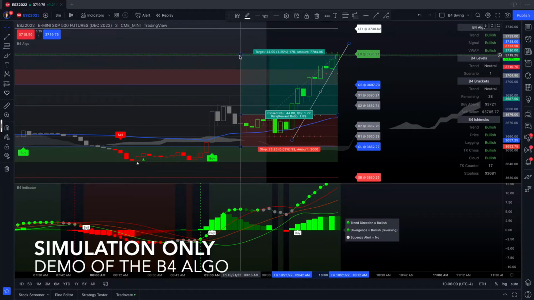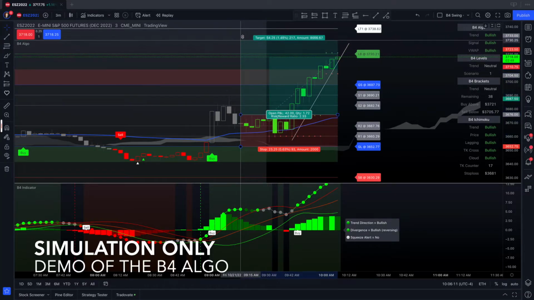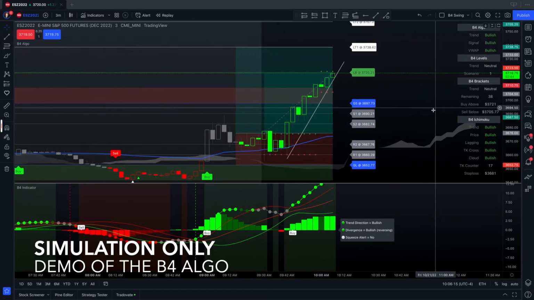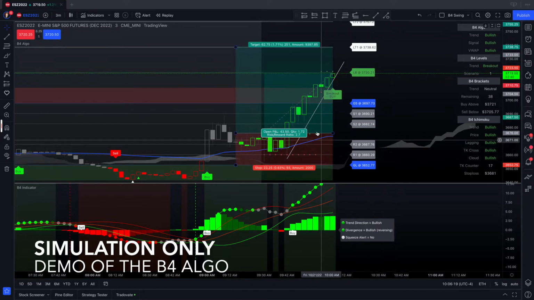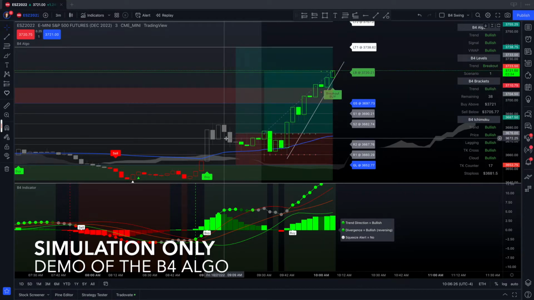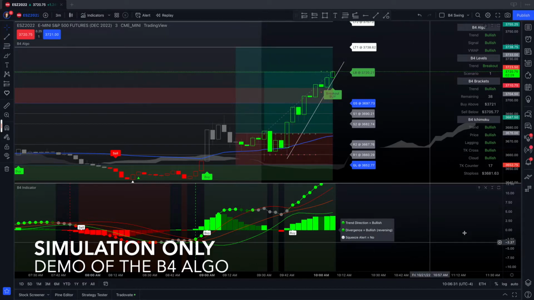Guys, check out our chart this morning here. This is our B4 trading system featuring the B4 algo here. We got our brackets here. We're fixing to get a breakout buy here. We laid this out early in the morning. This trade, first thing.